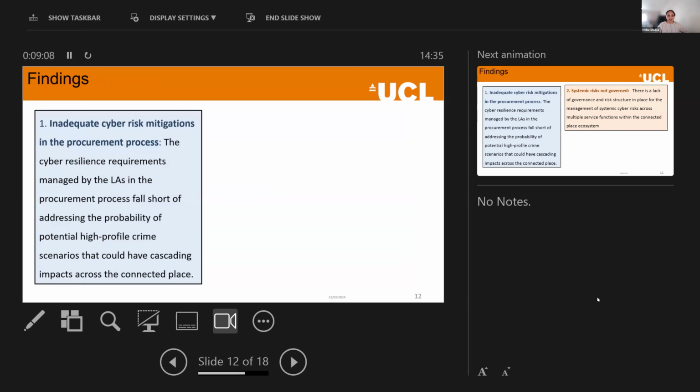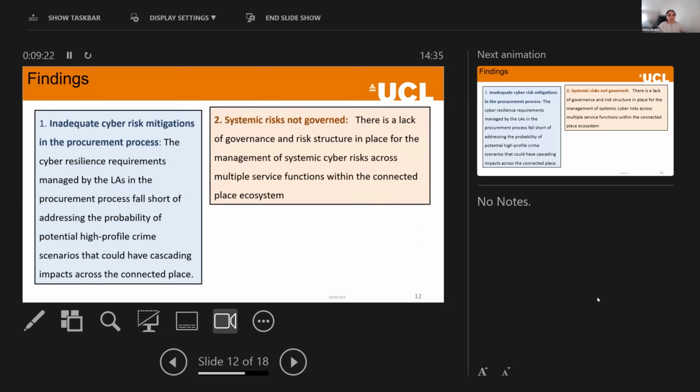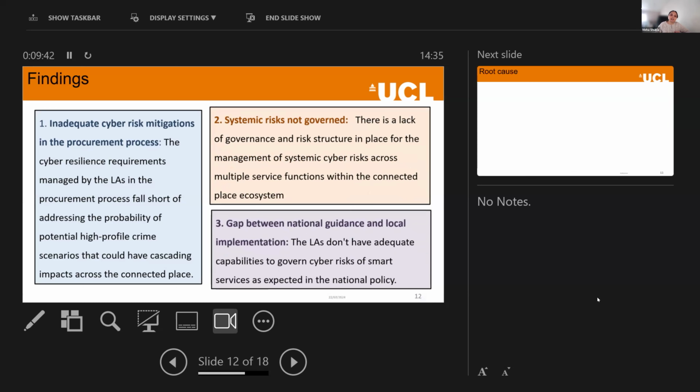So there were 3 key findings. One was, of course, lack of managing appropriate and proportionate controls for mitigating the cyber risks within the procurement process. So the government policies and the guidelines fell short of exactly what needed to be done. Systemic risks were not governed. By systemic risks, we mean the cascading effects of a particular cyber attack, which could spread across the whole ecosystem. So there wasn't really enough guidance around how they need to be governed, nor were there enough skills.